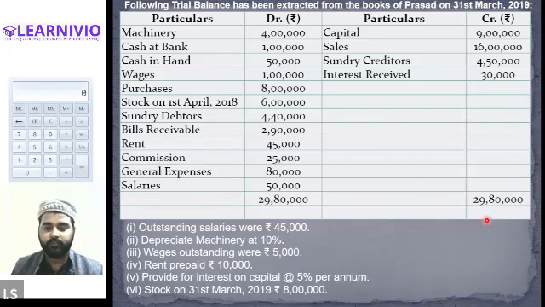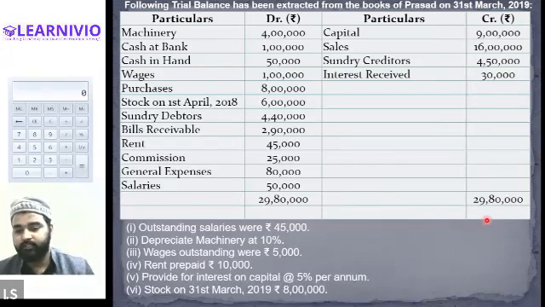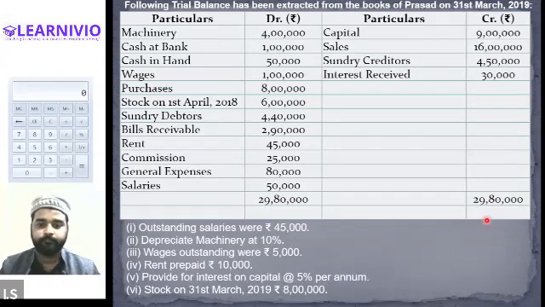So please carry forward this net profit to the balance sheet. Adjust it with the capital. And then tally the asset and the liability side.